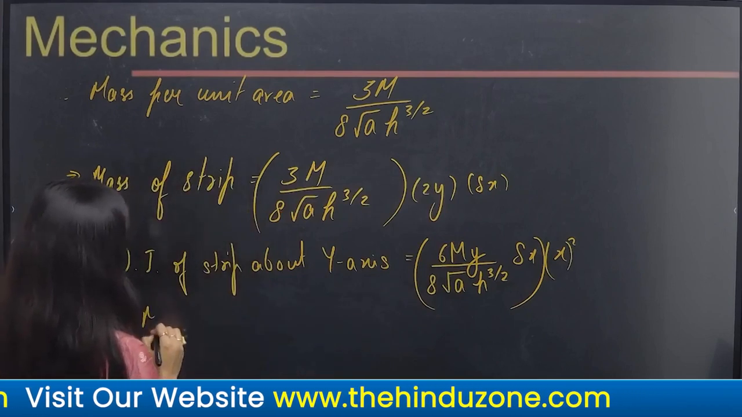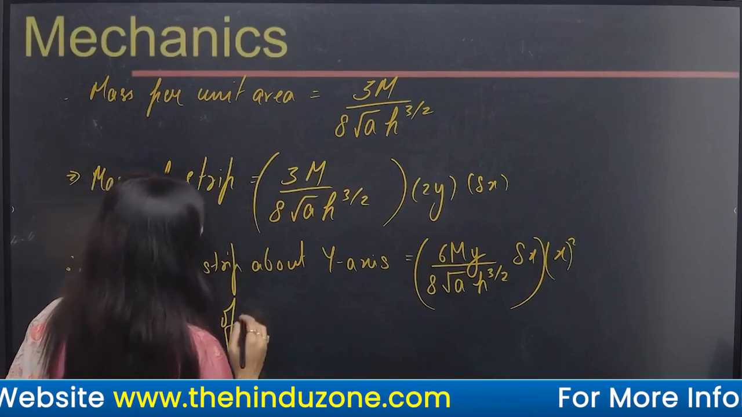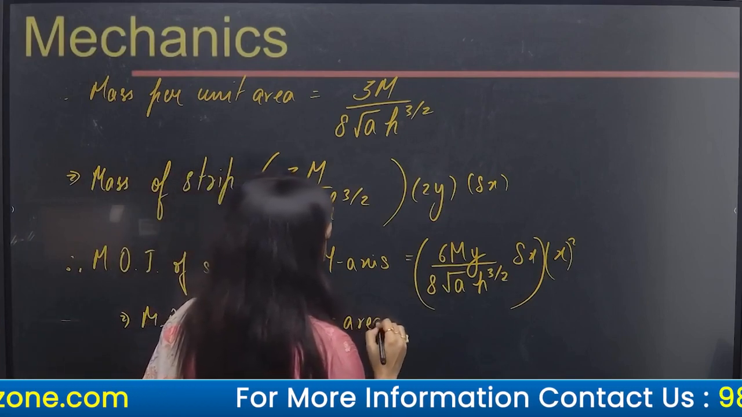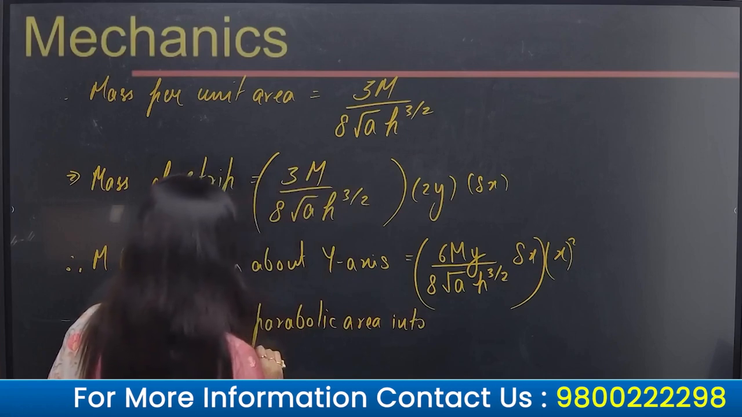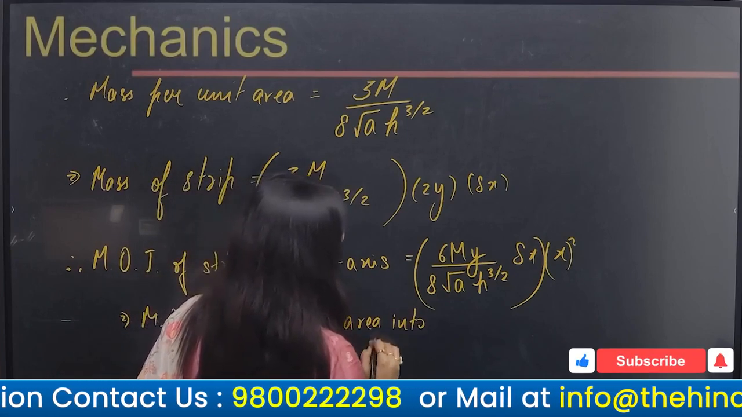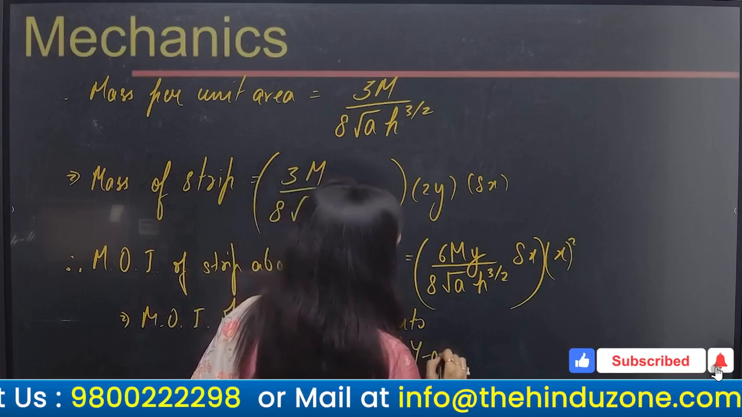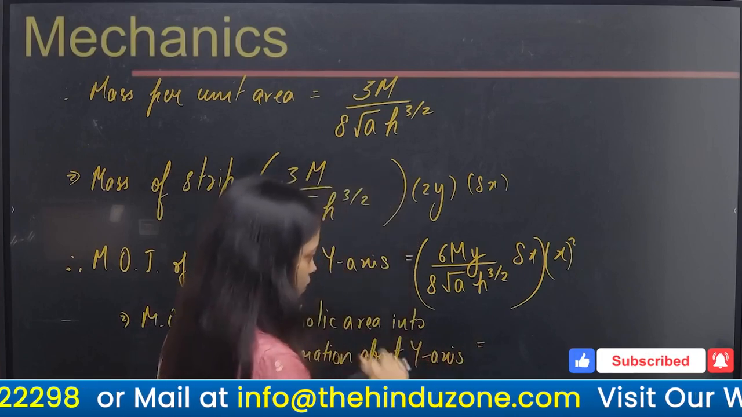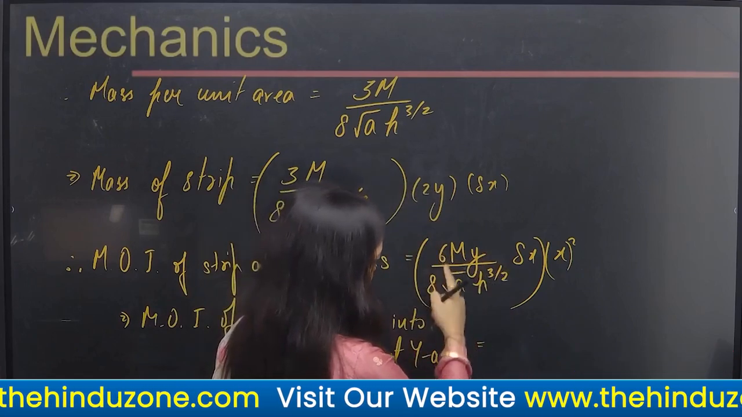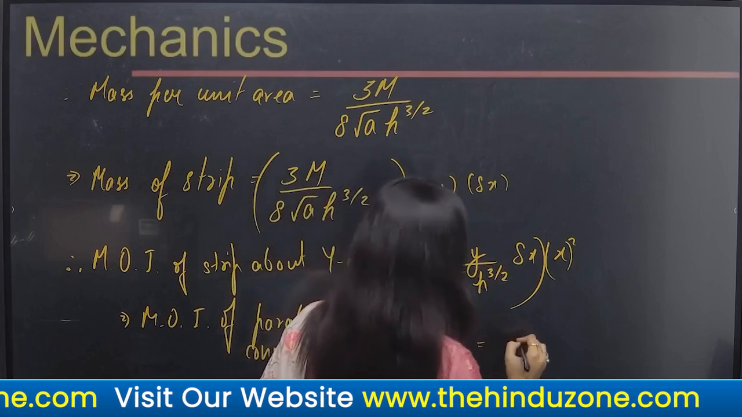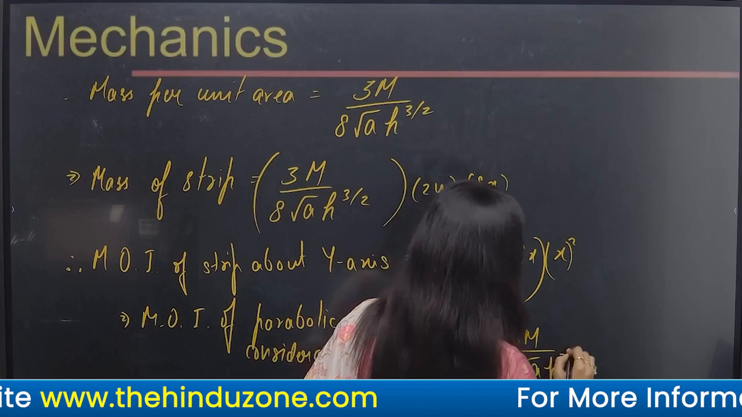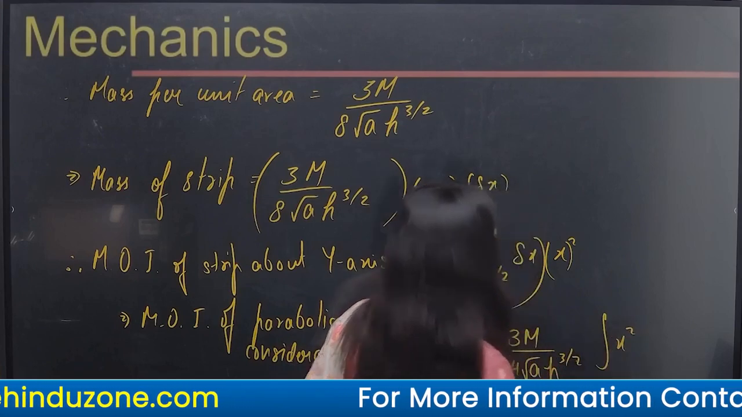It implies the moment of inertia of the parabolic area under consideration about the y-axis is equal to, this y is dependent on x, so that is not a constant. Other things I can take outside. 3M by 4 root a h raised to the power 3 by 2 integration of x square. What is y?